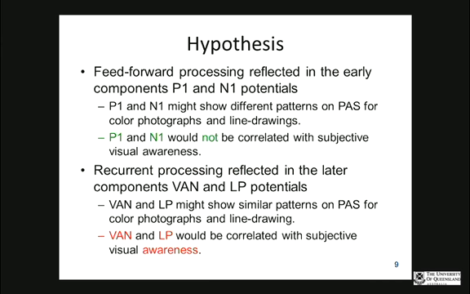Based on lambda theory, if feed-forward processing is reflected in the early components, we assume that P1 and N1 might show different patterns on PAS, the perceptual awareness scale, for color photographs and line drawings. The early components wouldn't be correlated with subjective awareness. If recurrent processing is reflected in the later components, the VAN and LP might show similar patterns on PAS for color photographs and line drawings. That is, the later components would be correlated with subjective awareness.